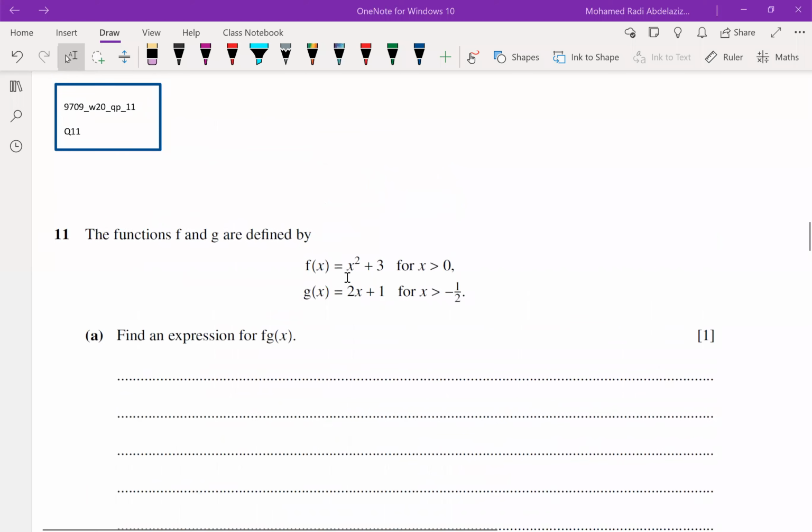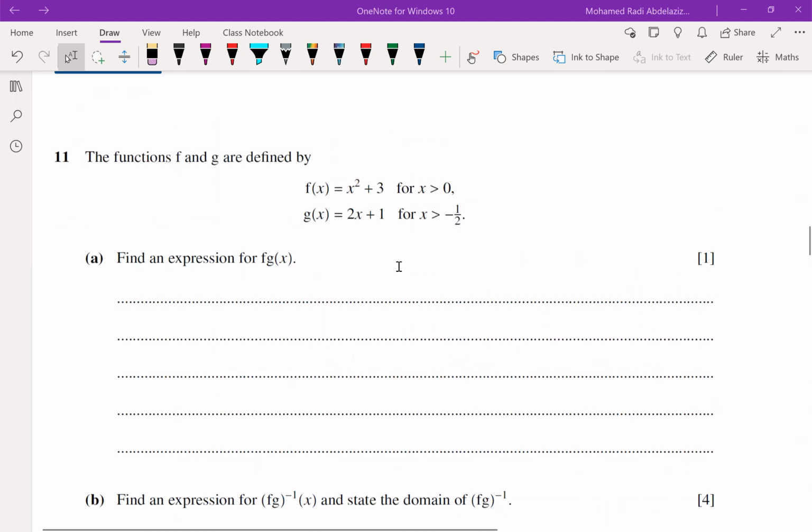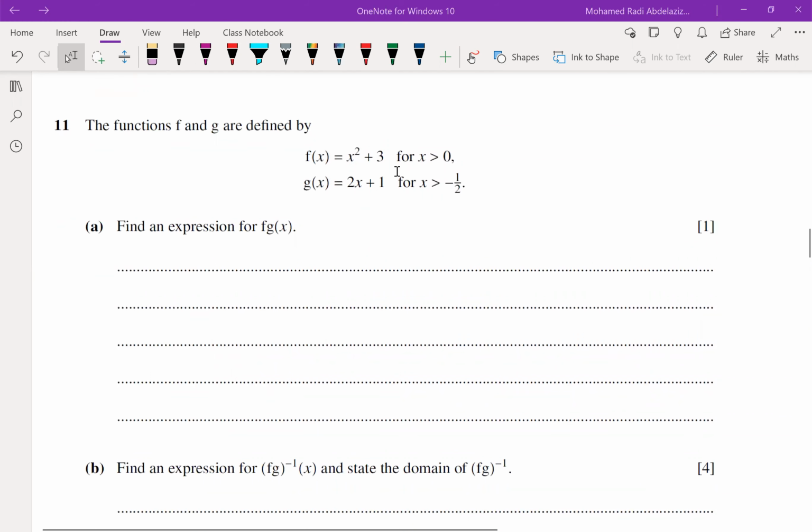Hello guys, in this tutorial, I'm going to solve question number 11, paper 11, winter 20. Let's start now to look at question number 11. It's related with a function. The first function is a quadratic, x squared plus 3, where x is more than 0.